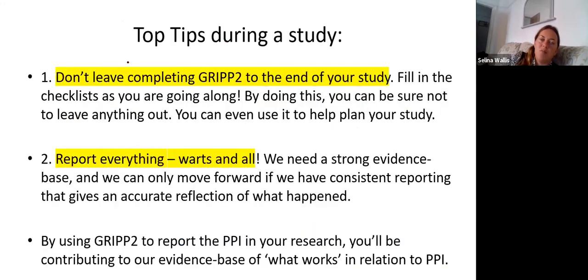So some of the top tips, as I said: don't leave completing GRIPP2 to the end of the study, making sure that you're recording information as you go along. And you can even use it to help start planning your public involvement at the beginning. Make sure that you report both positive and negative outcomes. It's about not saying that everything was great, but saying what we learned from the things that were difficult.